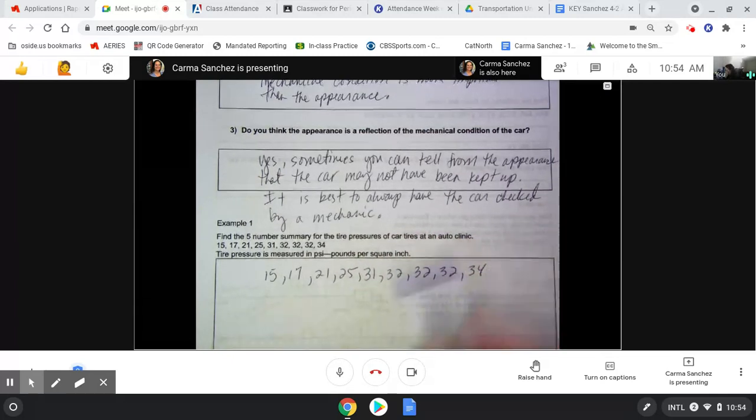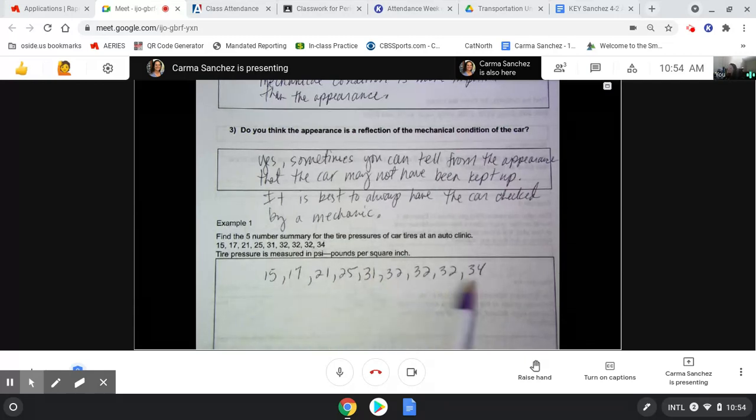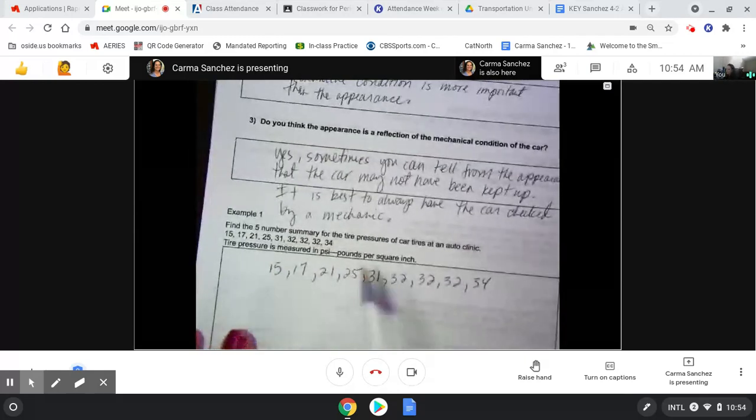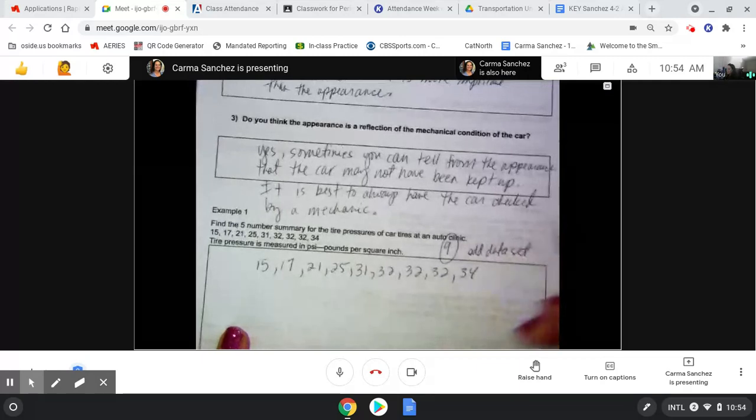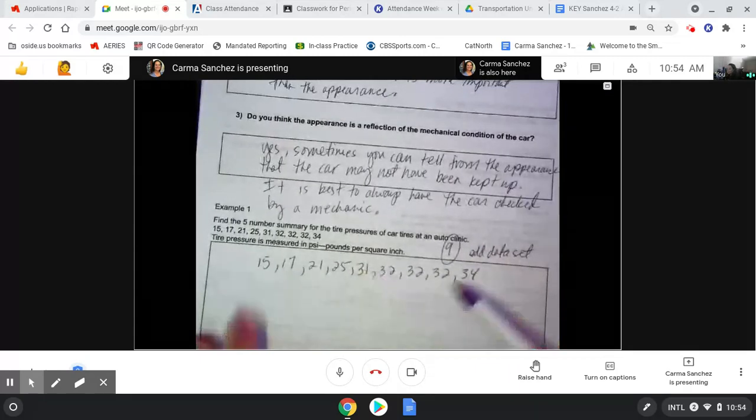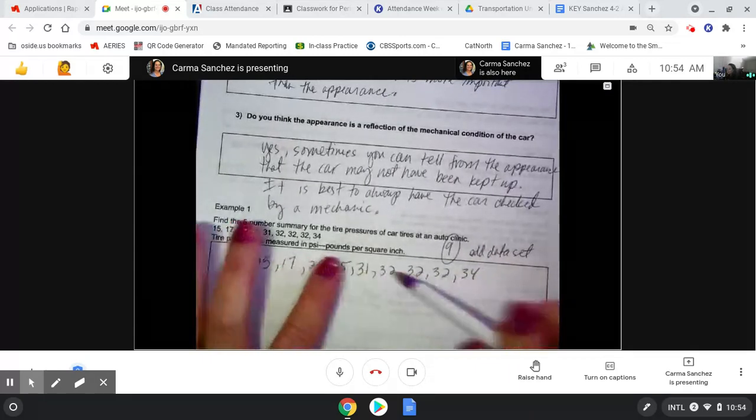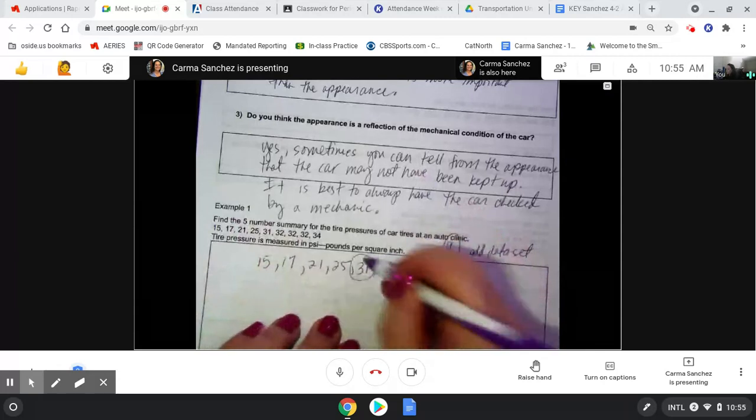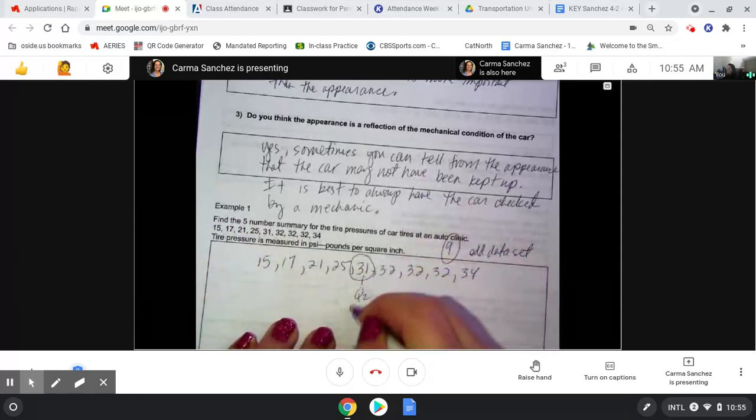Okay, but even copying down a list, let's make sure I got them all. 1, 2, 3, 4, 5, 6, 7, 8, 9, 15, 17, 21, 25. Okay, I double-checked it. It looks good. So we've got 9 pieces of data. That's an odd data set, so I'm going to land right on a number when I count. So 1, 2, 3, 4 in, the 5th term is my middle, my Q2, my median.